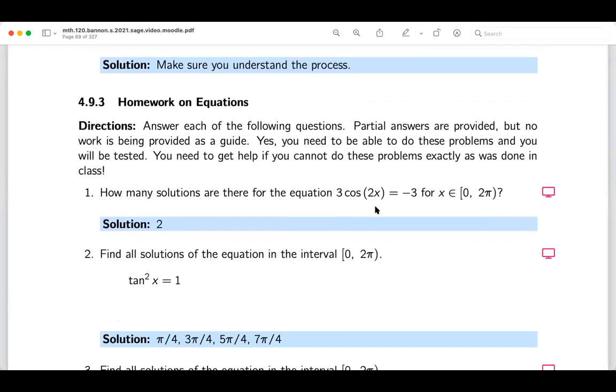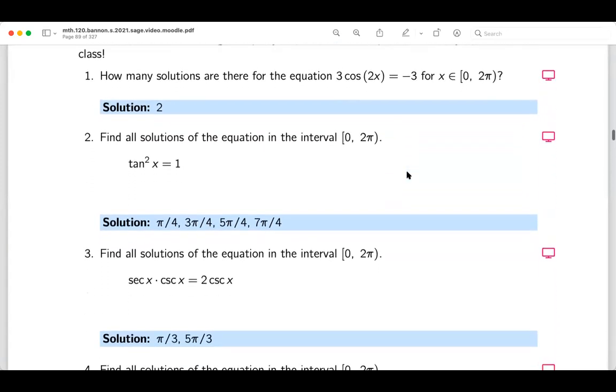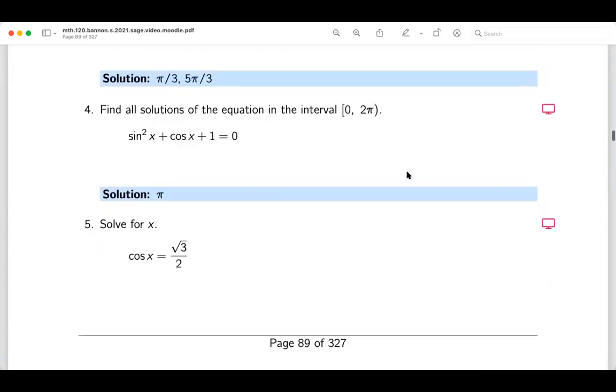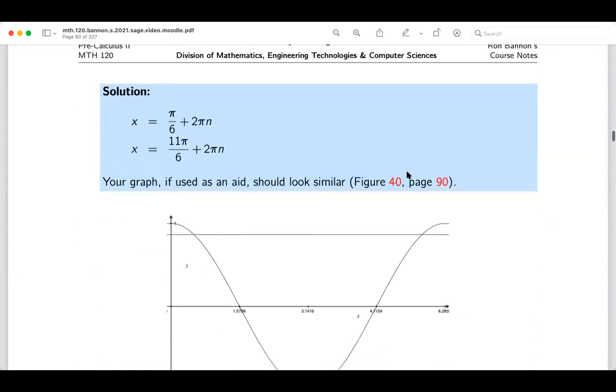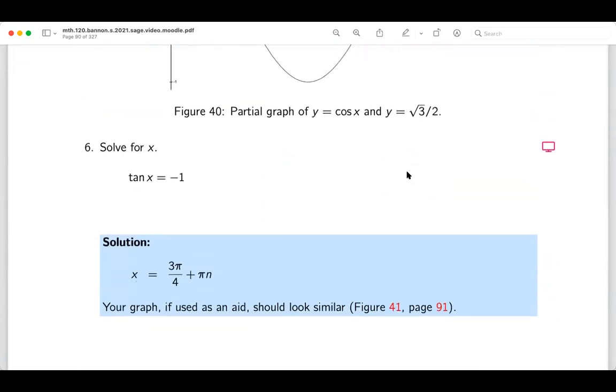Okay, we're on the homework on the equation part, and we're going to be doing problem number 1, number 2, number 3, number 4, number 5. Number 5 comes with a picture, and we'll talk about that and why you'd want to draw a picture and why accurate pictures are nice to have if they're given to you.